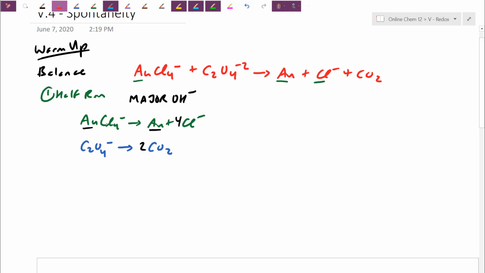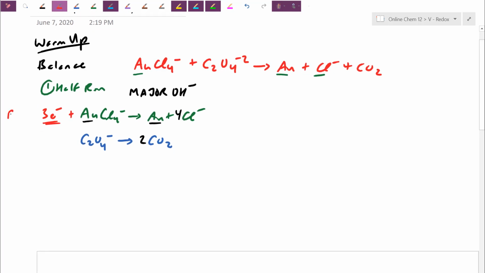Well, on the left side, my total charge is a minus. On the right side, every chloride here is a minus, but there's 4 of them. That gives you a 4 minus. That means I actually need to have 3 electrons on the left side. At that point, if you have electrons on the left side, we now know this is referred to as a reduction reaction. I would have had to gain those electrons. The reactant that was involved has been reduced. So AuCl4 minus is actually reduced.